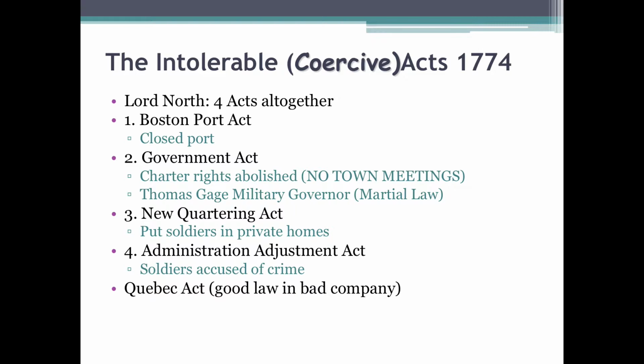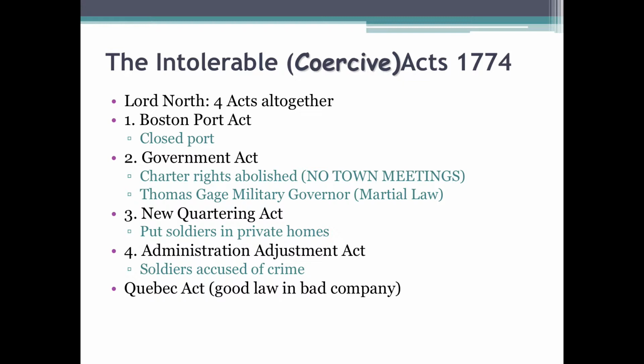So what they did with Quebec is they allowed them to have a state religion, which was Catholicism. They allowed them to have their own assemblies and elect their own people, and they also gave them control of the Ohio River Valley. Not such a bad law, but you can see where Americans got very angry.